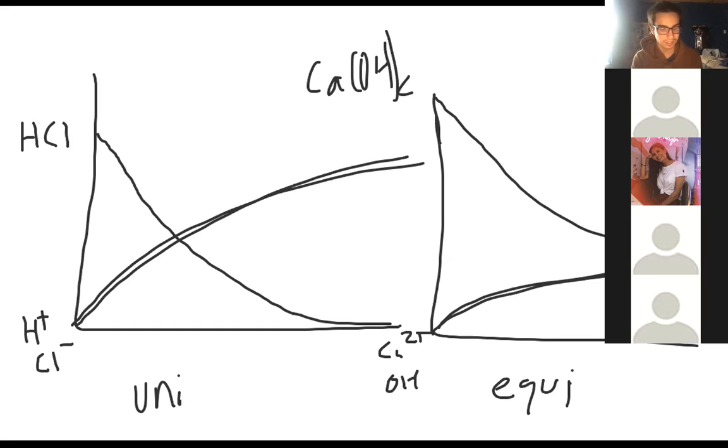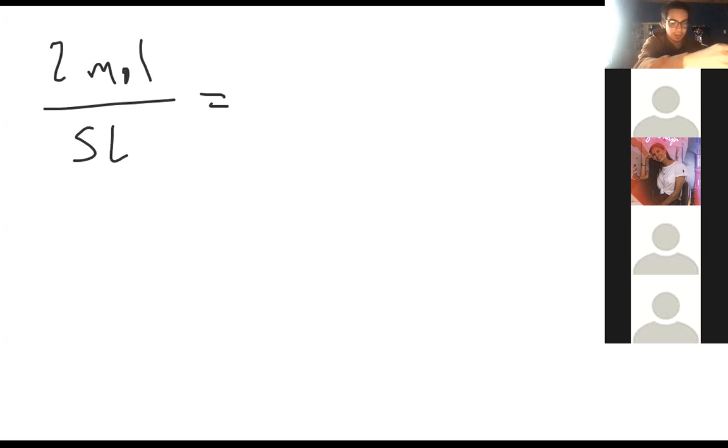So the first thing we're going to do is find the molarity of the substances we have. It told us we have 2 moles of nitrile chloride in a 5-liter vessel. So 2 divided by 5 is 0.4. So 0.4 molar nitrile chloride.